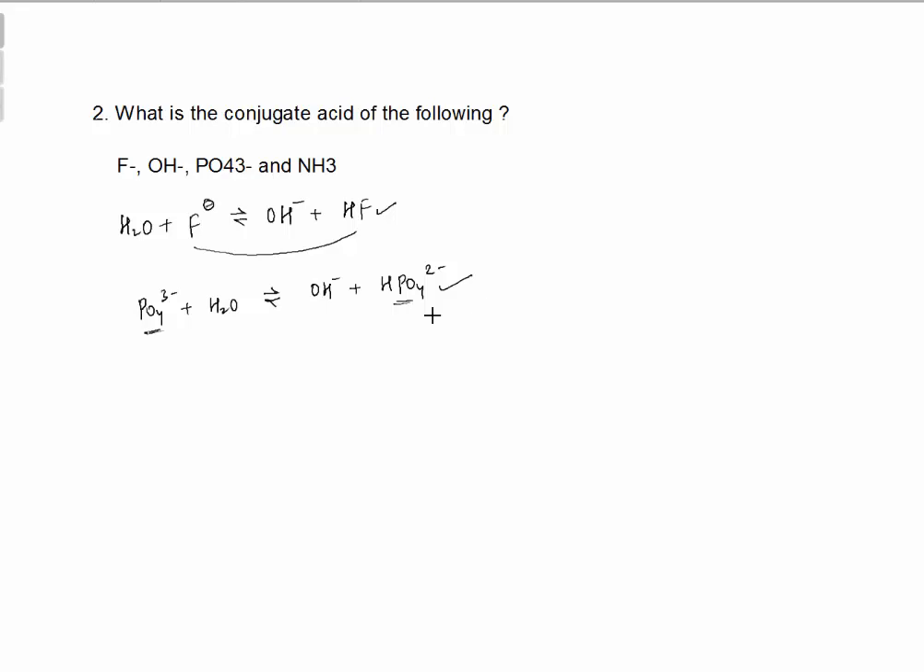Now with ammonia. Please remember earlier we wrote that equation. H2O plus ammonia equilibrium will give ammonium plus OH minus. In the first equation here, these two are conjugates which differ by a proton. Now, the conjugate acid of F minus will be HF, and of PO4 3 minus will be HPO4 2 minus. The conjugate acid of ammonia will be NH4 plus.